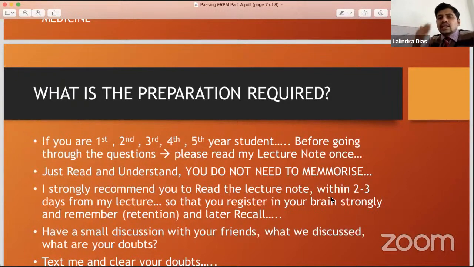Then your retention power will be better. So you retain that memory. And also, guys, that will help you to recall. So then after a few weeks, you recall.